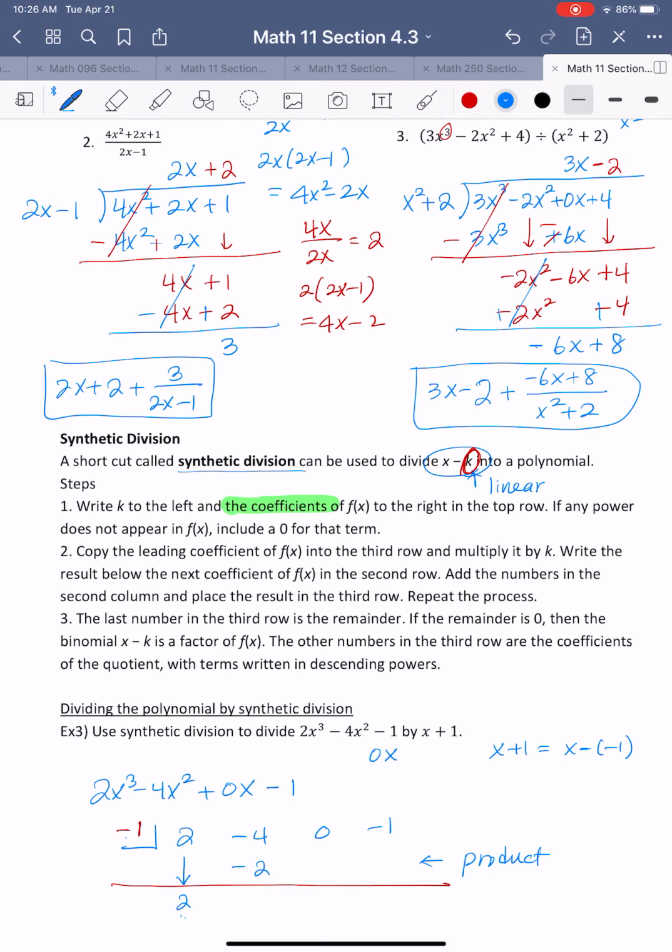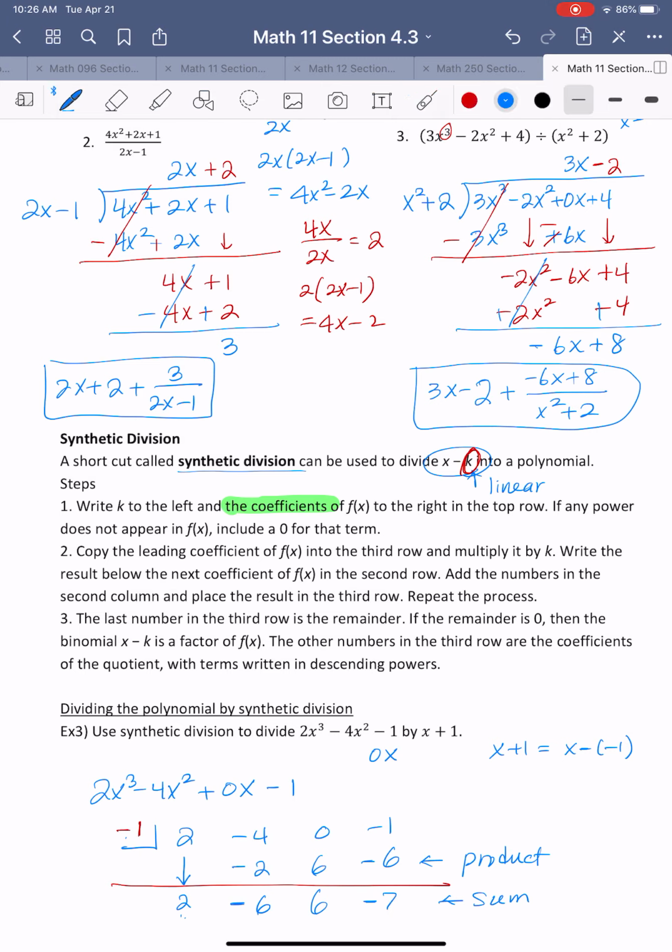Once you do the product, you need to add it. You need to combine this. So -4 plus -2 becomes -6. This place we call the sum. Then you multiply -1 to -6, which is a positive 6, and add them again. You got 6. Then multiply again 6 and -1, you get -6. And then combine with -1: -1 plus -6 becomes -7.